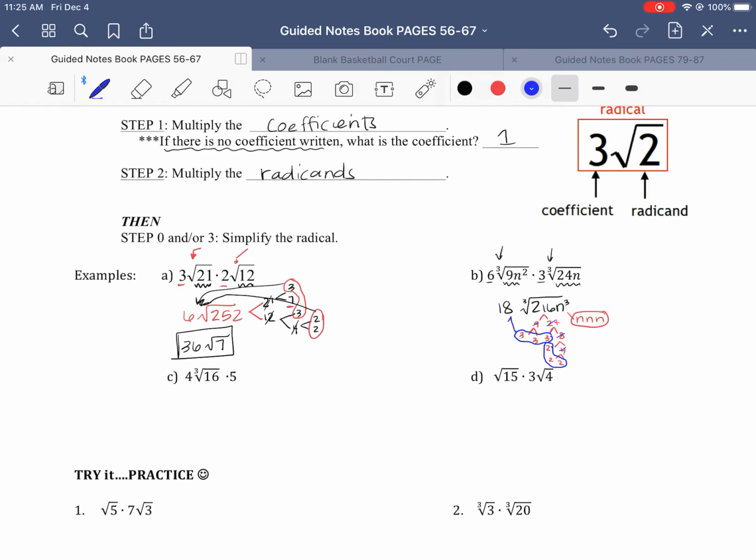So we're going to pull out a 3. We'll multiply the 18 by 3 as well as by 2. So 18 times 3 is 54, times 2 is 108. And then we pull out a group of n's, so it's just 108n.